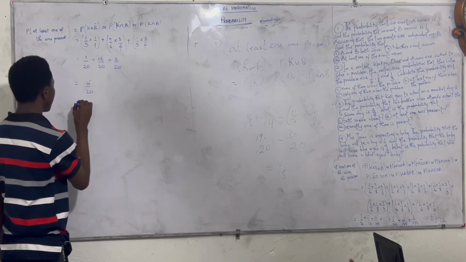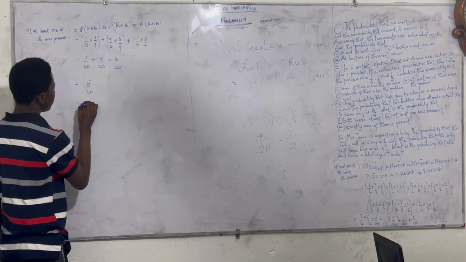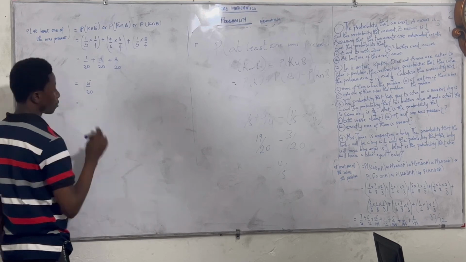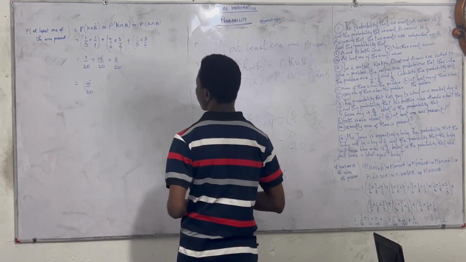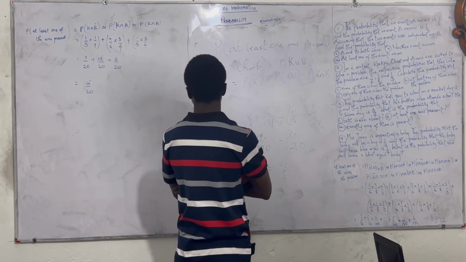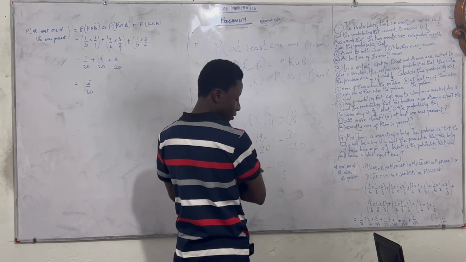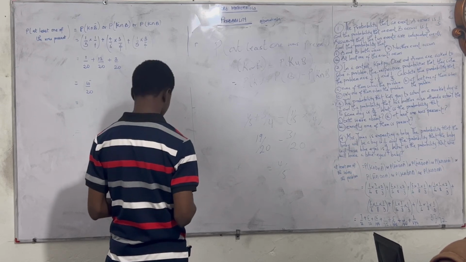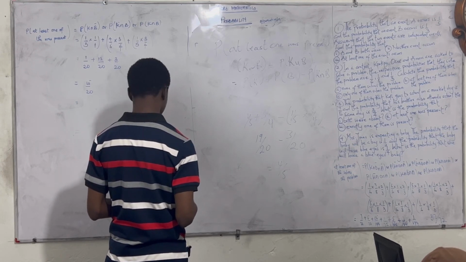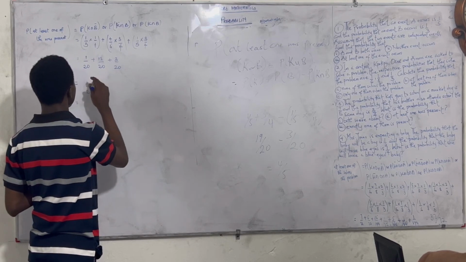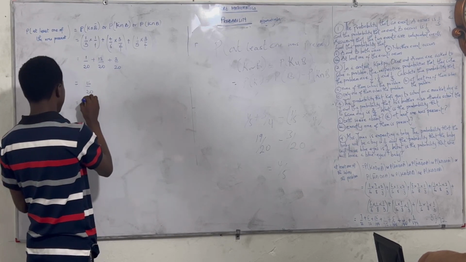And can it be reduced further? Yes. What are you getting? 3 over 4? You sure? Then there's something wrong. 1 over 20 plus 4 over 20 plus 3 over 20 is giving what? 16 over 20. And the final answer is what? 4 over 5.